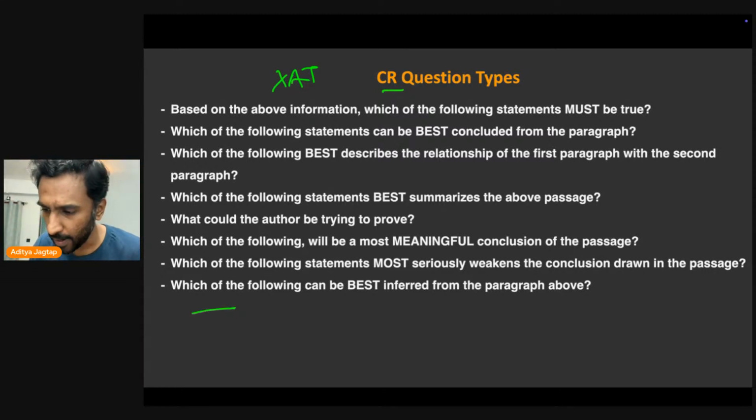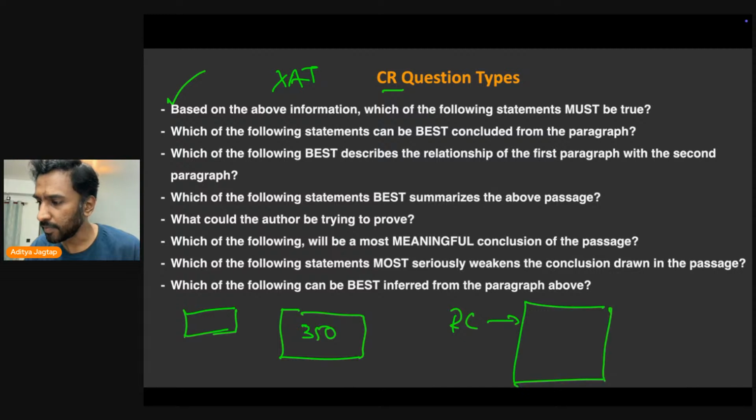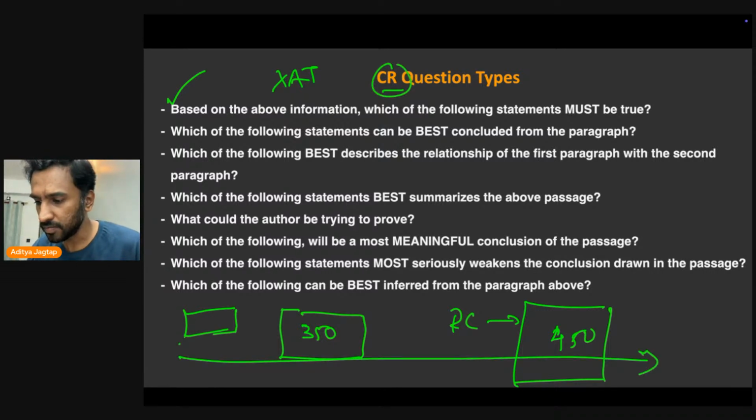Sometimes it will be a short passage, right? It could be like a 200-word passage. Let's just throw a random number out there. A 200-word passage. It could be a 350-word passage, right? Or it could be a regular RC in which they've asked this question, right? And the RC would be then maybe, let's say, 450 words. So that will ask this type of question across these many words, right?